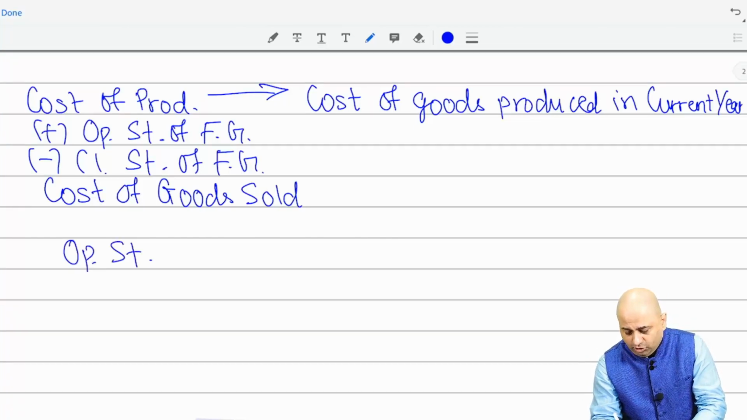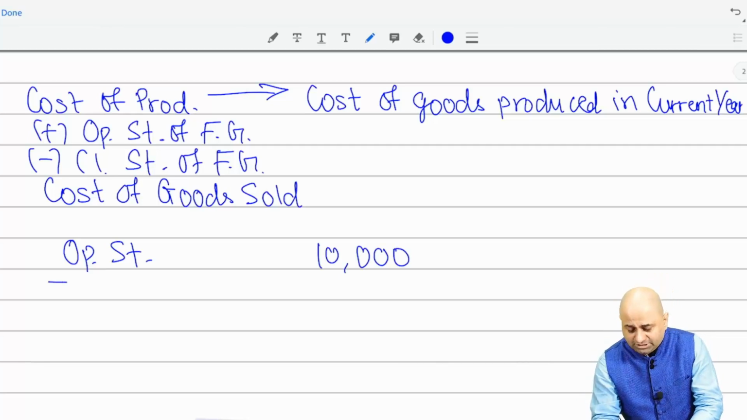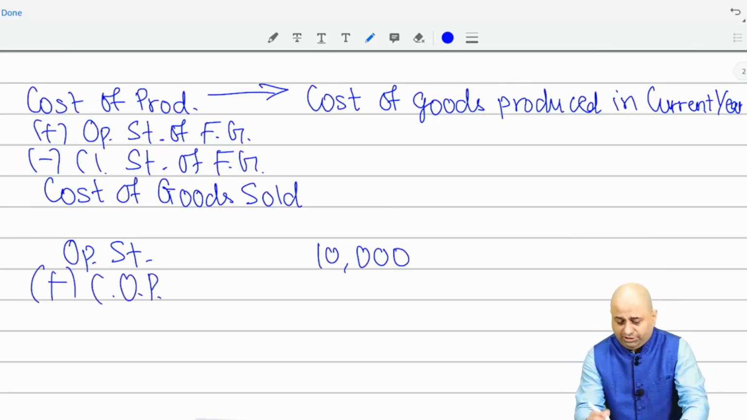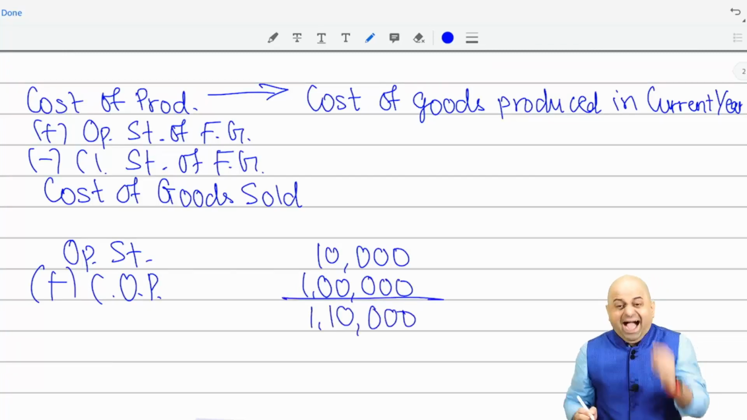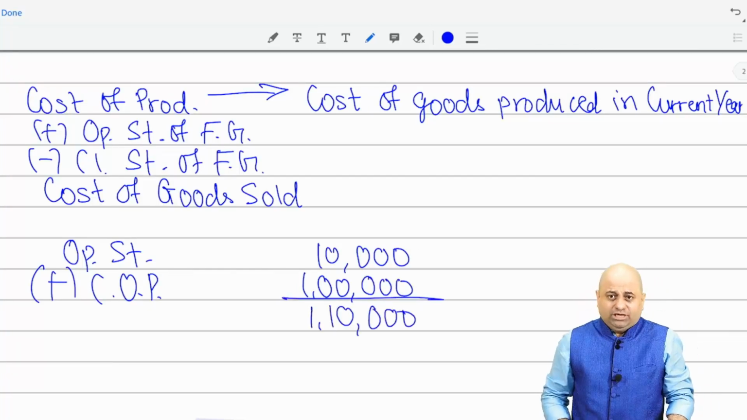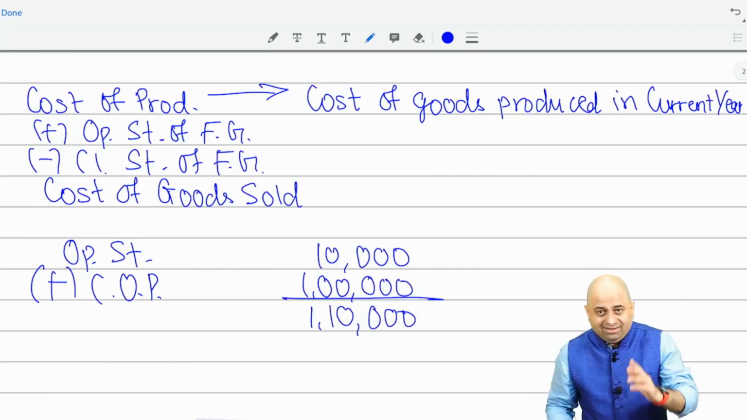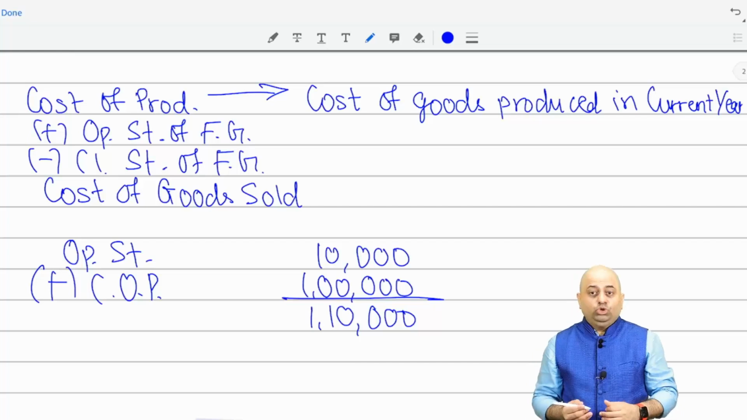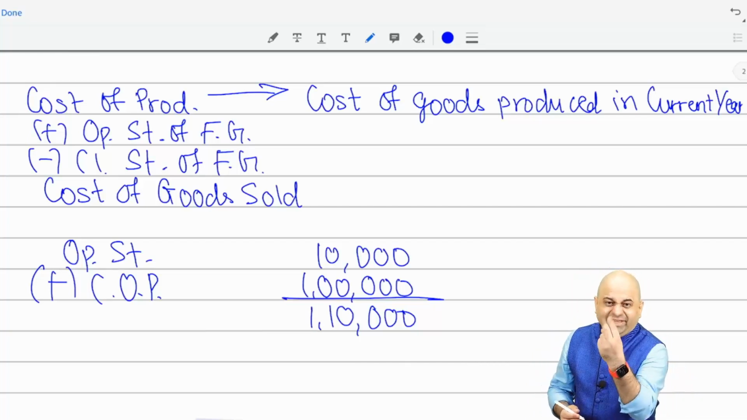Let's say you have an opening stock of 10,000 plus cost of production. As I just said, it is cost of goods produced in current year. You produced goods worth rupees 1 lakh in the current year, which means total goods that you had in the current year is 1,10,000. Out of that, let's assume you could not sell goods costing 20,000.